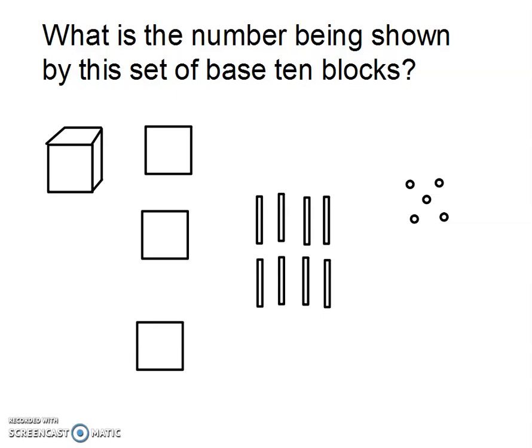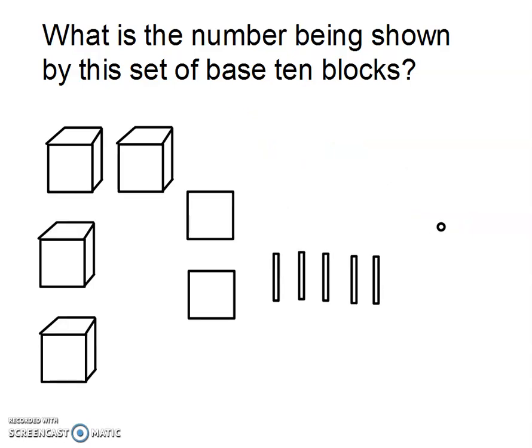Okay. Base 10 blocks to standard form, same thing. I'm looking for my ones. There's 5 of them. Tens, I got 1, 2, 3, 4, 5, 6, 7, 8. Hundreds, looks like 3. And just 1 in the thousands. 1,385. That one was easy. They were all in order.